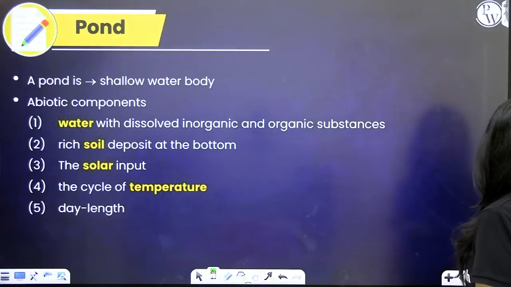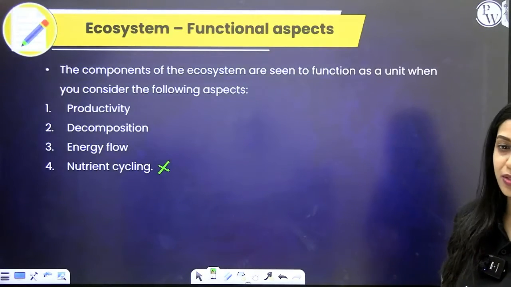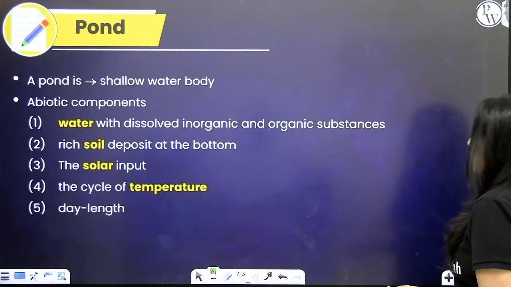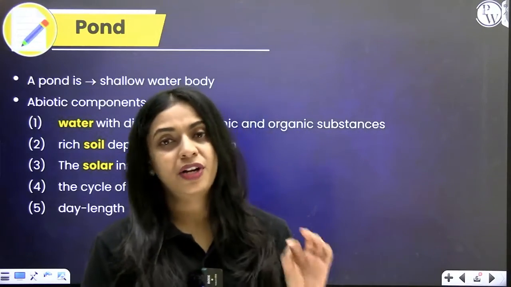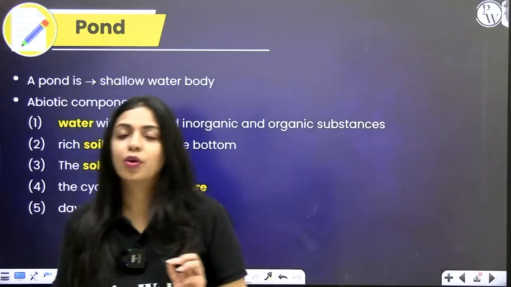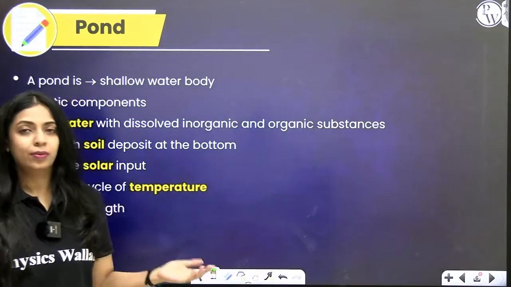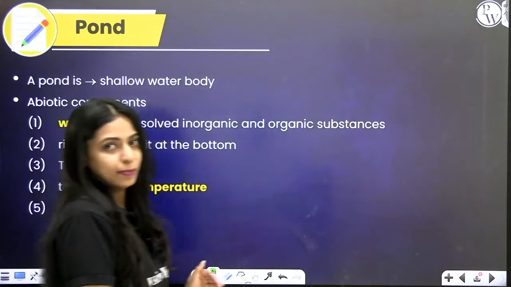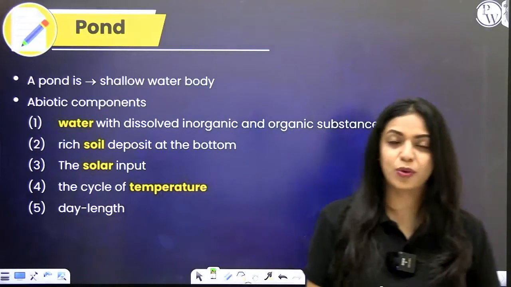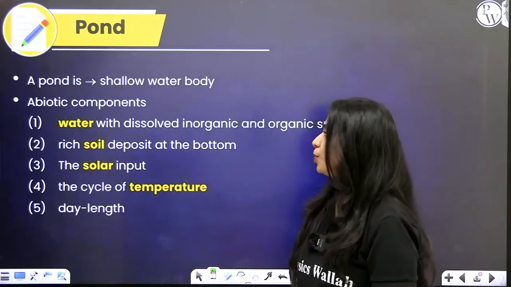So to understand an example of how an ecosystem sustains itself, let's take the example of a pond. I told you in the beginning itself, a pond is an example of an aquatic ecosystem. So what is a pond? A pond is a water body that's not very deep. It's not as deep as seas or oceans. It is a shallow water body.